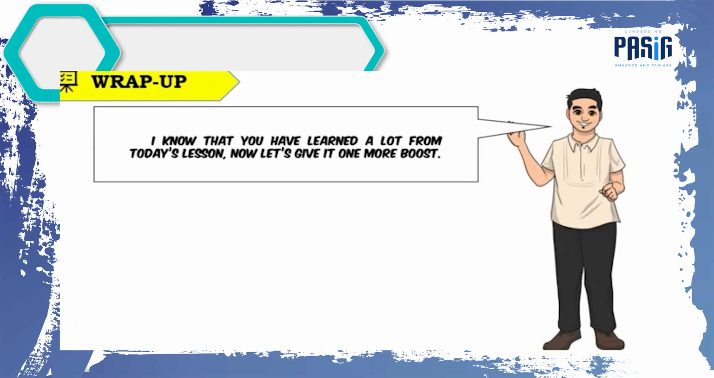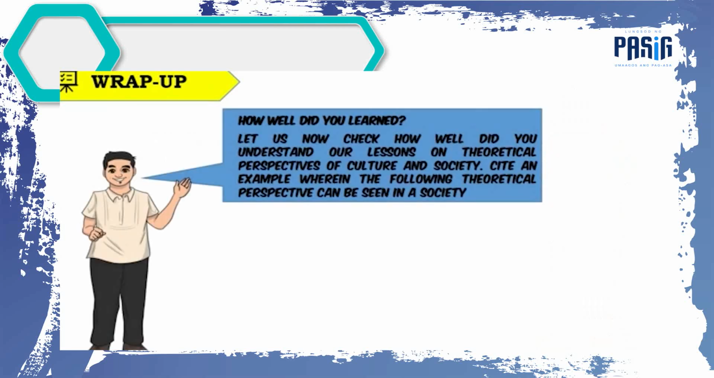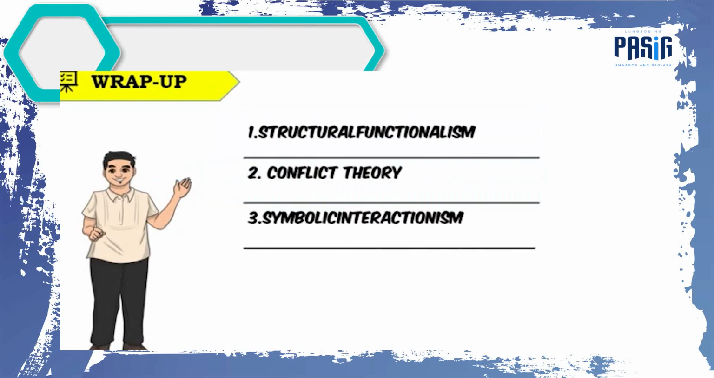I know that you have learned a lot from today's lesson. Now let's give it one more boost. How well did you learn? Let us now check how well did you learn or understand our lesson from the theoretical perspective of culture and society. Cite an example wherein the following theoretical perspective can be seen in a society. You may write your answer on a separate sheet of paper later after the video.